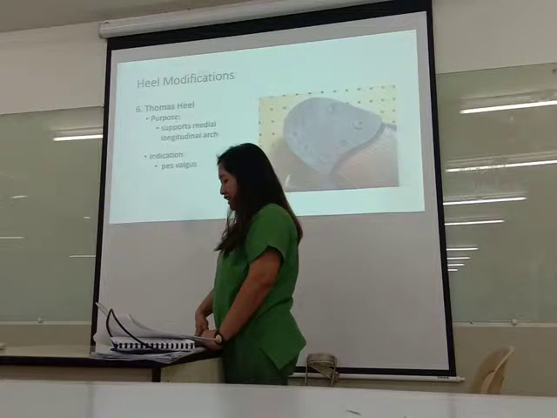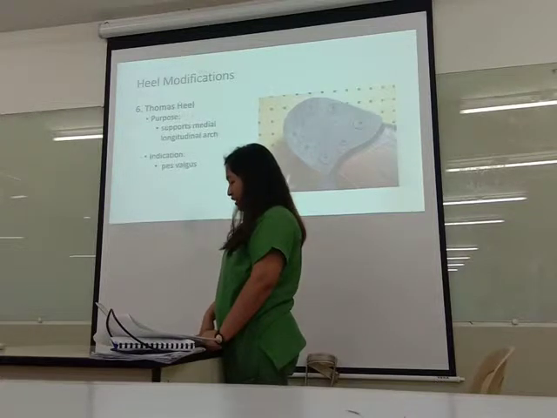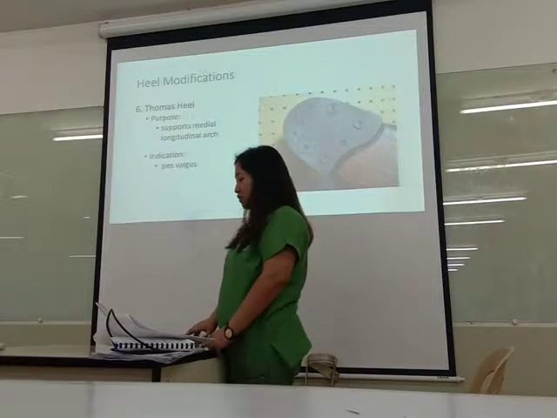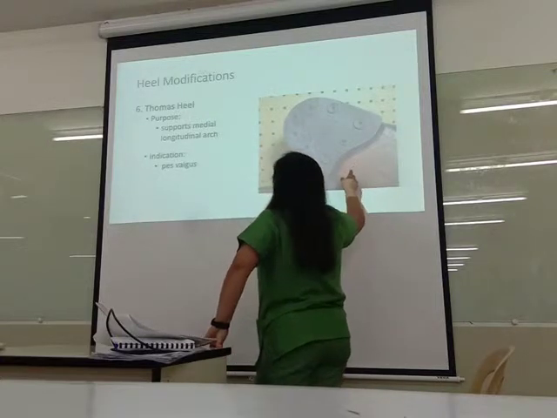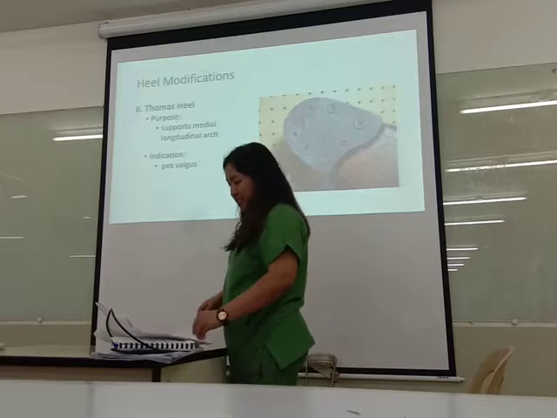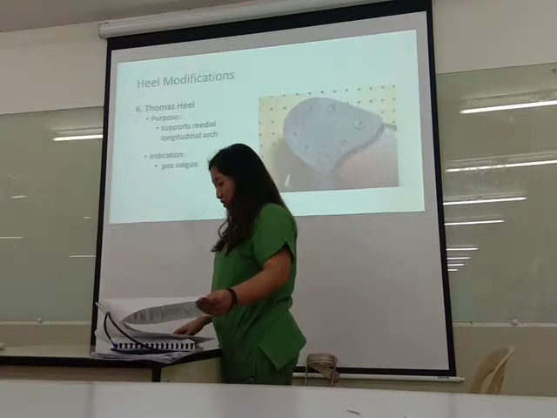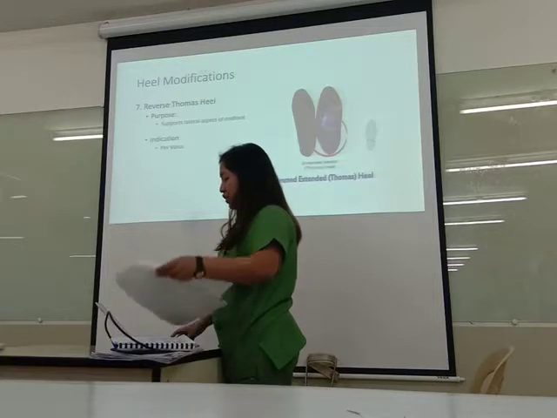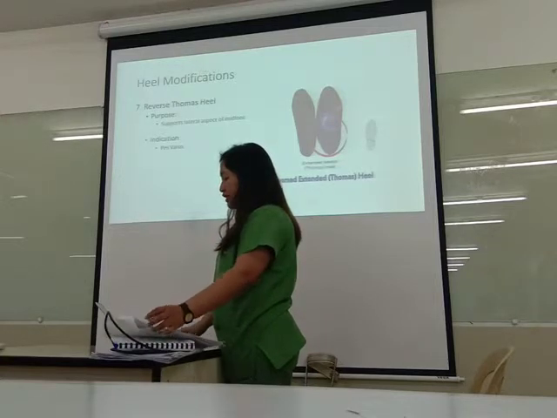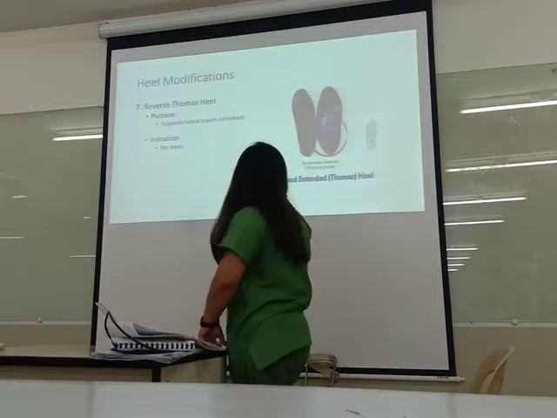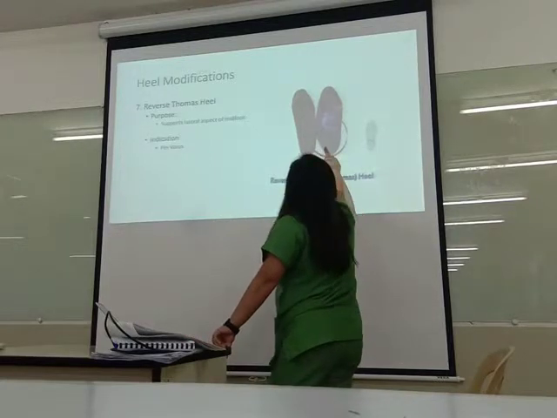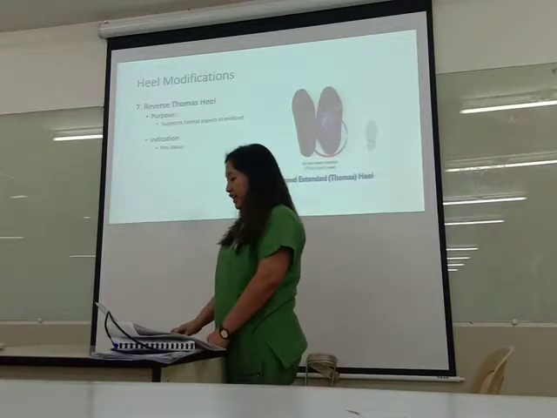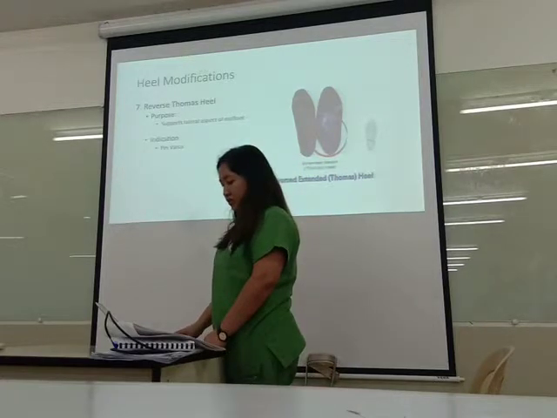For the Thomas heel, it supports the medial longitudinal arch. The indication is pes valgus. Then the other one is the reverse Thomas heel. It supports the lateral aspect of the midfoot. The indication is for pes varus.